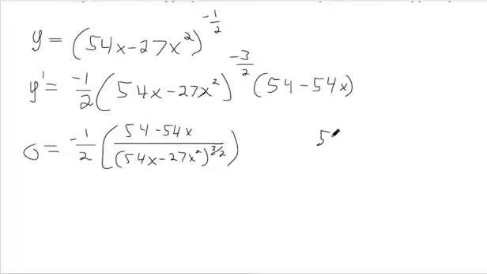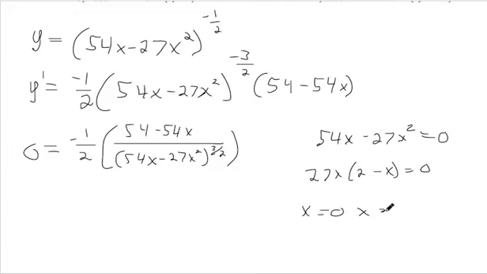So we want to set the denominator equal to 0. Okay, so we set the denominator equal to 0. And then this is quadratic, so we can factor it. We can factor out a 27x. And we're left with 2 minus x equals 0. And then solving each factor piece, setting it equal to 0, get x equals 0 and x equals 2 as critical points. And then the other critical points would be where you solve this.